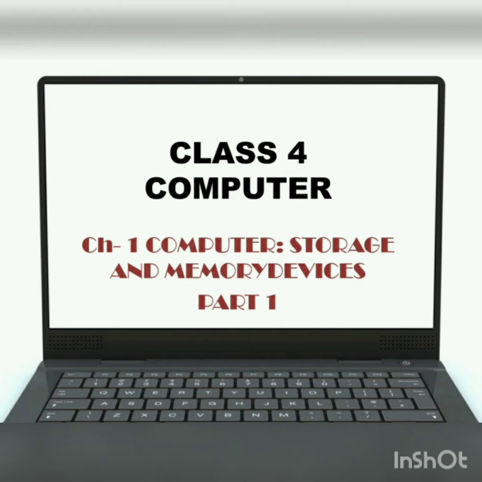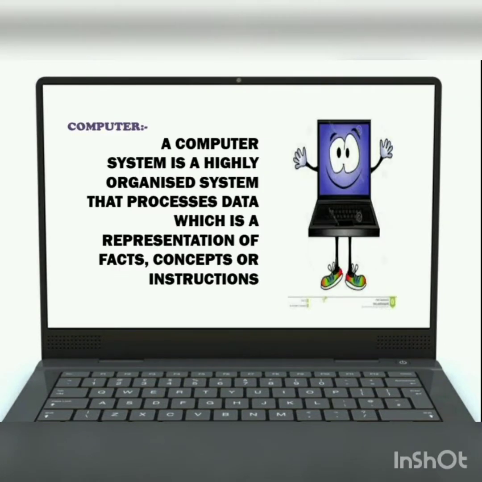So let's get started with the first chapter, that is computer, storage and memory devices. Kids, already in class 3 we got to know what a computer is, but still let's have a brief look. A computer system is a highly organized system that processes data, which is a representation of facts, concepts or instructions. Kids, whatever data we feed to the computer as input, the computer takes it as raw data, processes it and gives meaningful information as an output.